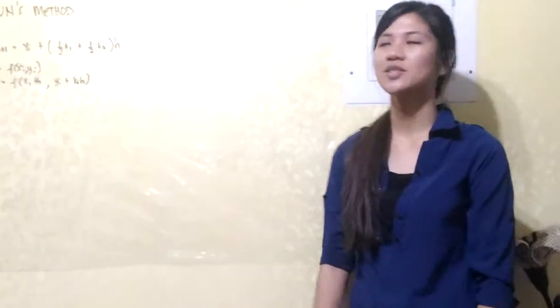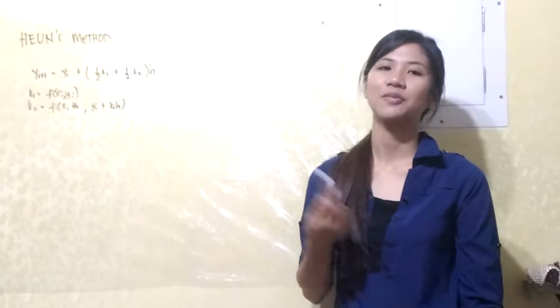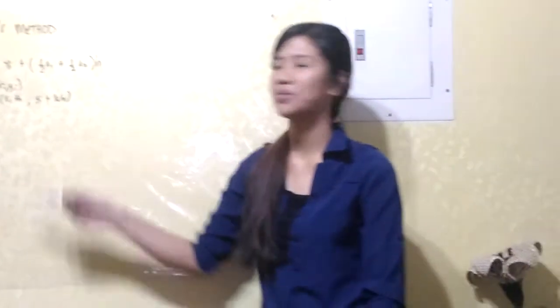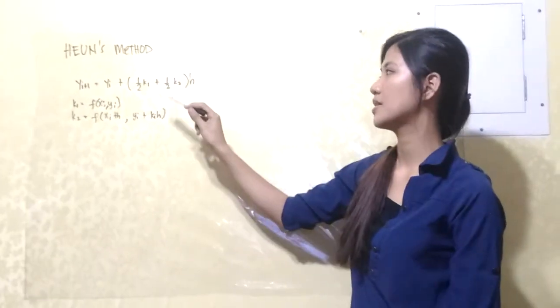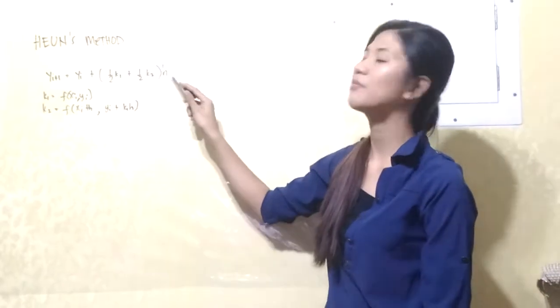Let's discuss Heun's method. This Heun's method is just like the Runge-Kutta method. Heun's method is used for solving differential equations. First we have to memorize the generic formula, which is y sub i plus 1 is equivalent to y sub i plus 1/2 k1 plus 1/2 k2, multiplied by h.